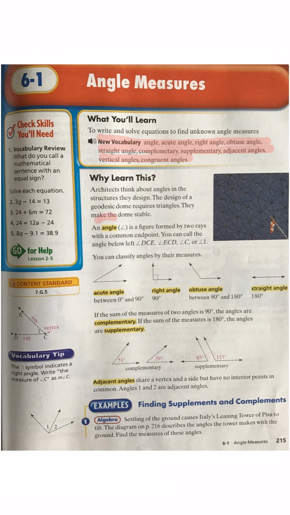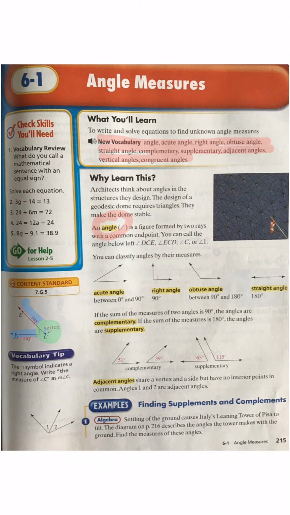An angle is a figure formed by two rays with a common end point. You can call the angle below to the left, right here, angle DCE. It could go the other direction, angle ECD. We could just call it angle C or angle 1. And you'll notice the vertex is where the two rays come together. That center point is called the vertex.